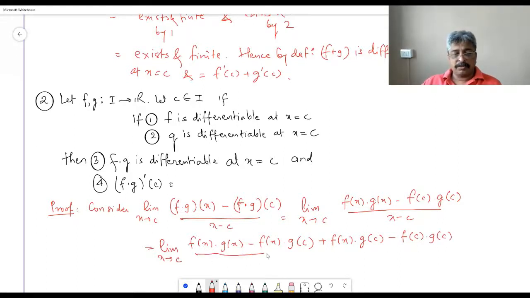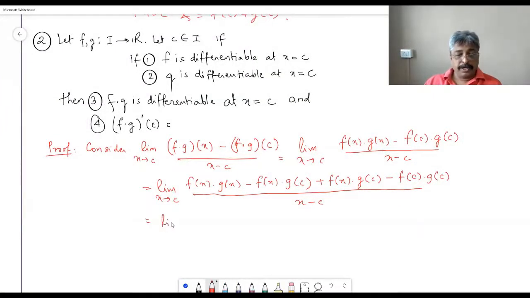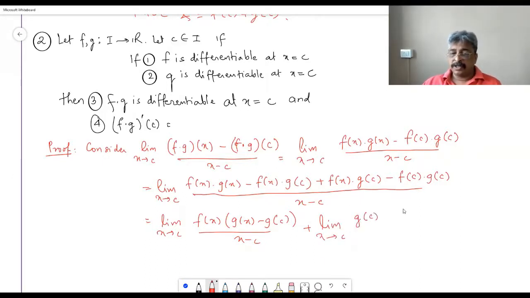So I am not changing the numerator, I am keeping it the same. Only a little bit of algebra here and there, which is equal to limit x tends to c, f of x taken common, into g of x minus g of c upon x minus c. Now let me do two steps in one step. Limit x tends to c, I can take g of c common, inside the bracket f of x minus f of c upon x minus c.